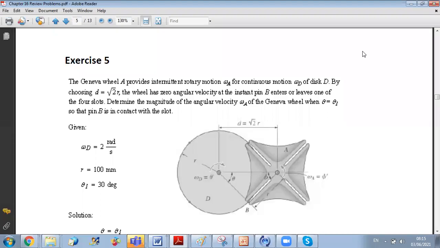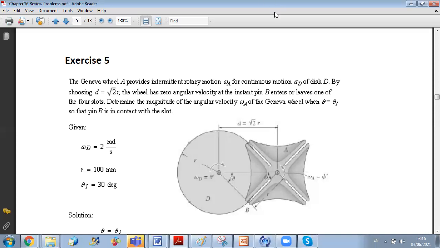Okay, so we will continue with problem 7. We have a wheel A that provides intermittent motion omega A for continuous motion omega D of disk D. By choosing D equals radical 2r, the wheel has zero angular velocity at the instant pin B enters or leaves one of the four slots. Determine the magnitude of the angular velocity omega A of the wheel A when theta equals theta 1 so that pin B is in contact with the slot.